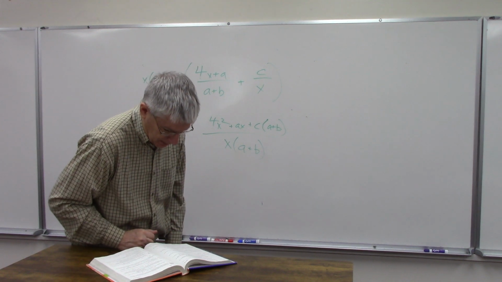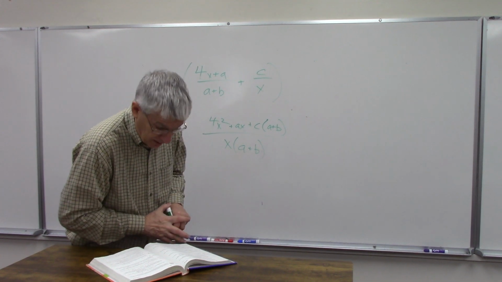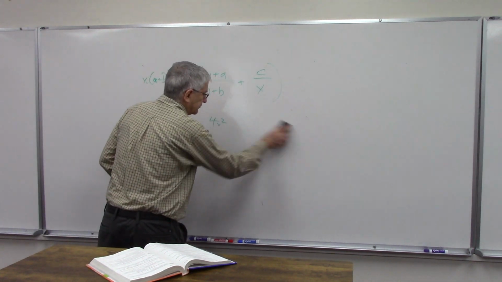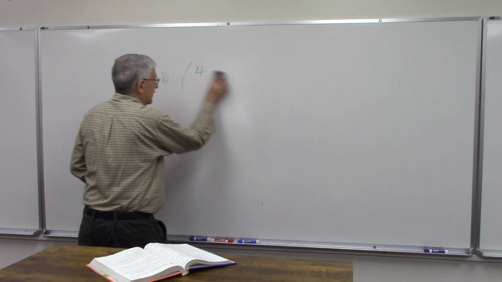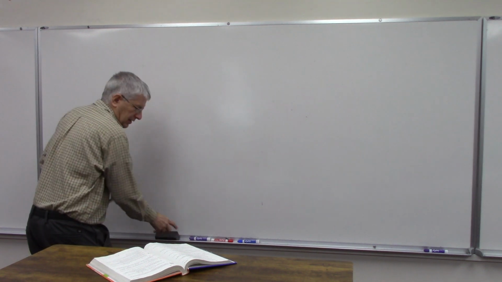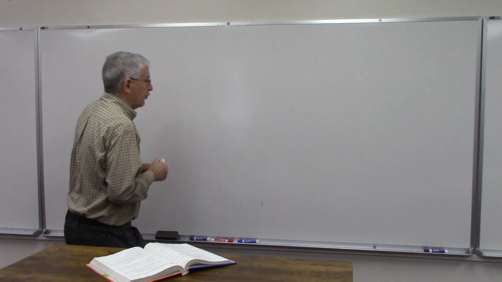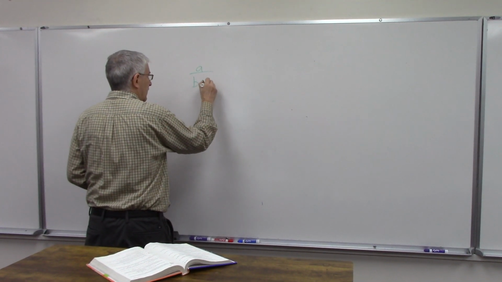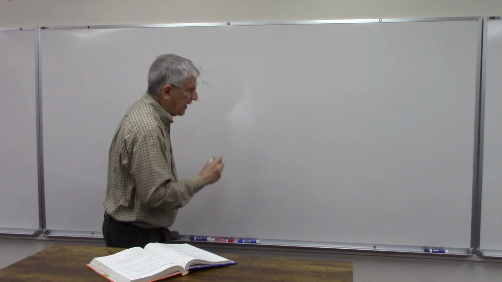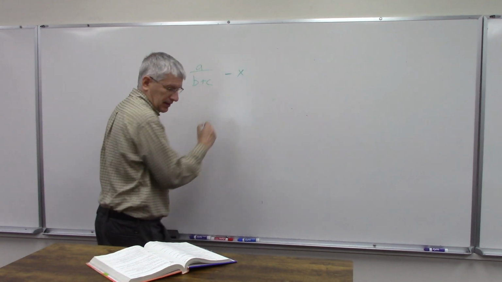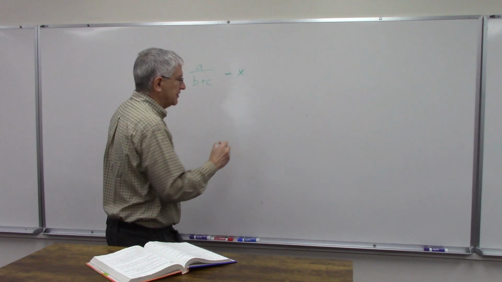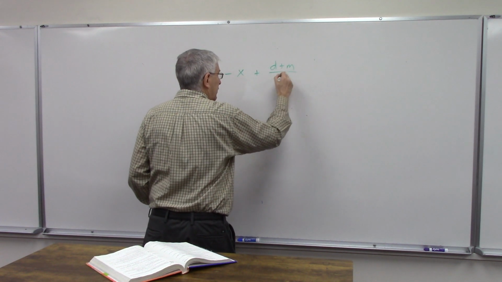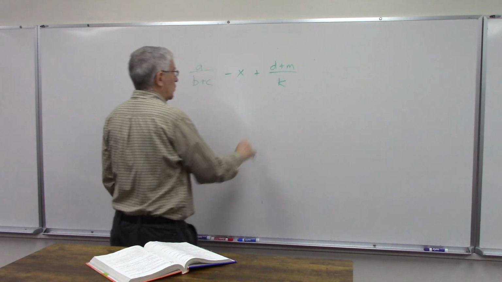So now let's get a little more complicated. Let's look at 52, the one at the bottom of the page. So we have a over b plus c minus x plus d plus m over k. Wow.